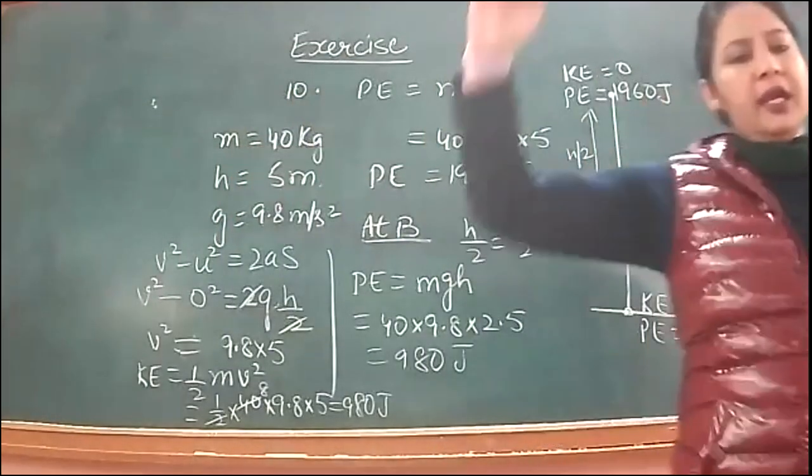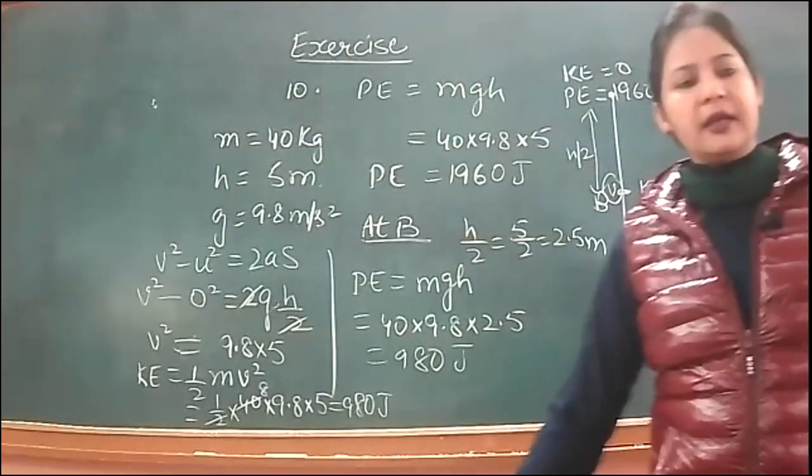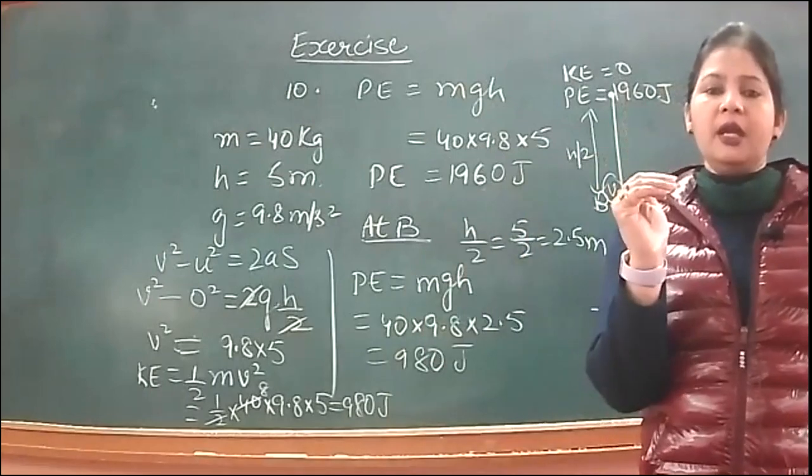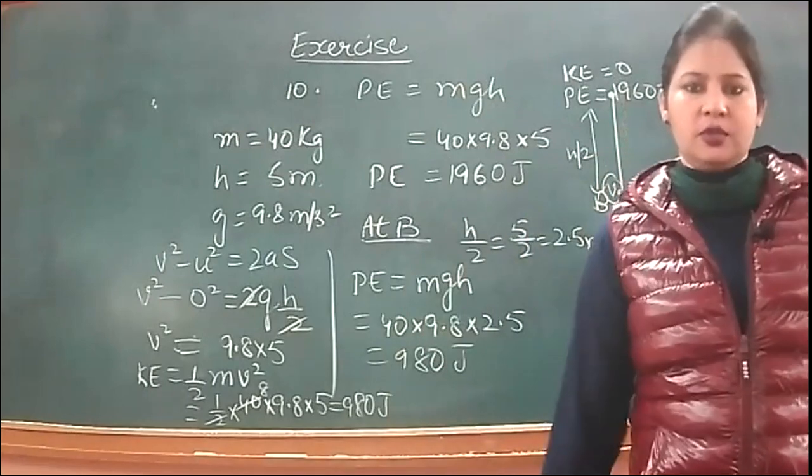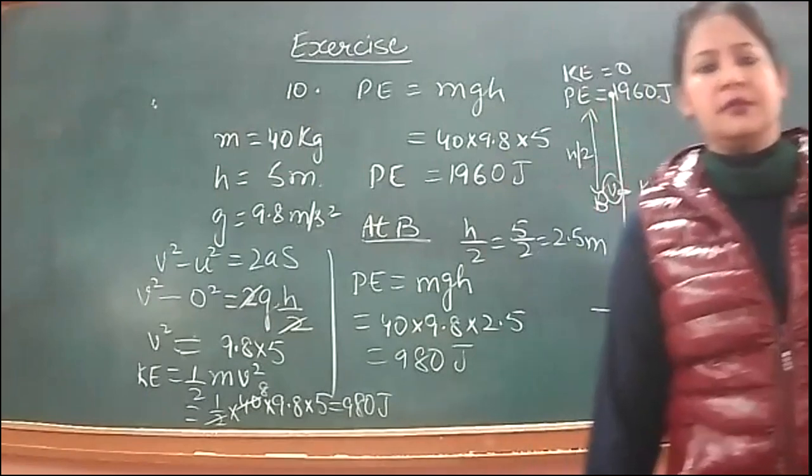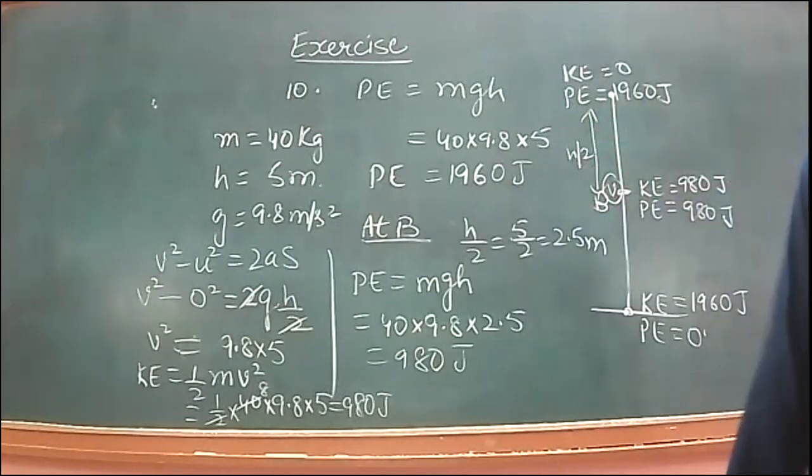ठीक है, टॉप पे एक एनर्जी होगी, बॉटम पे एक एनर्जी होगी, सेंटर में हाफ हाफ दोनों एनर्जीज होंगी. सो दिस इज द मेन पॉइंट. ओके, सो दिस इज क्वेश्चन नंबर 10.